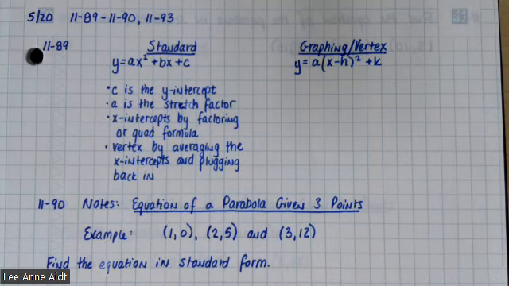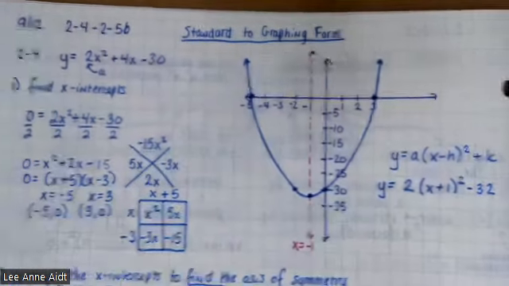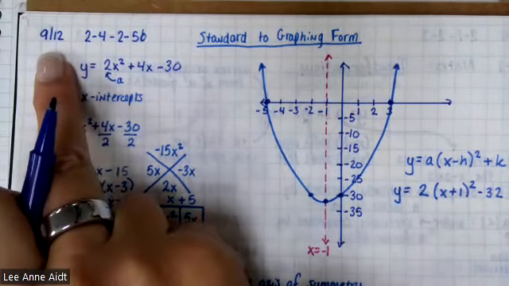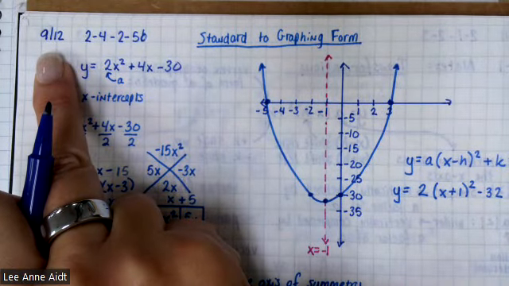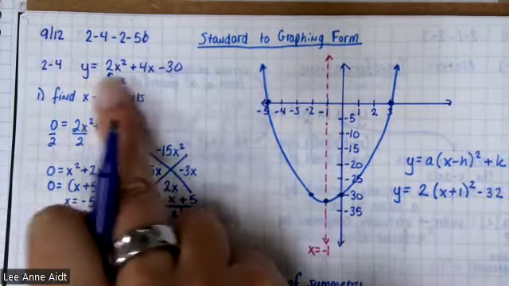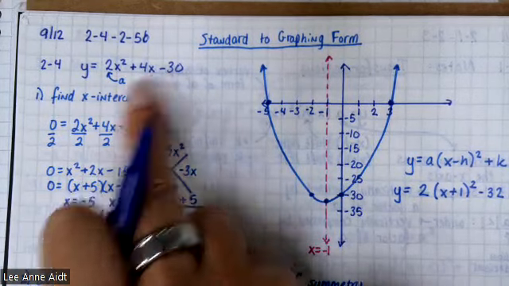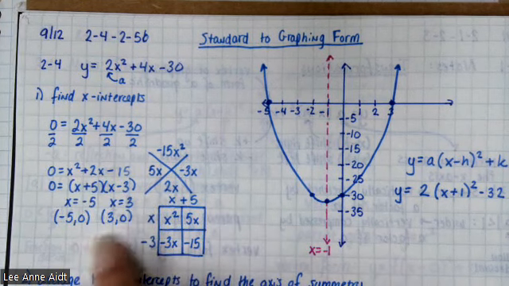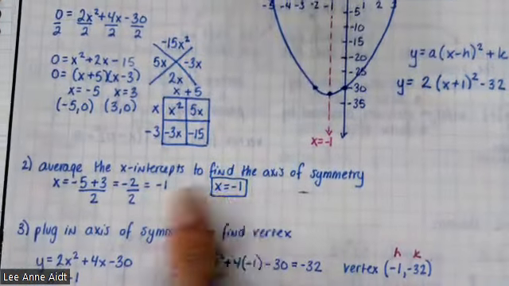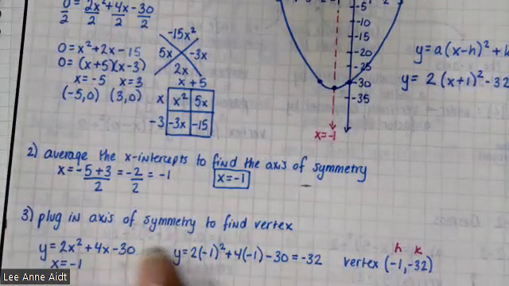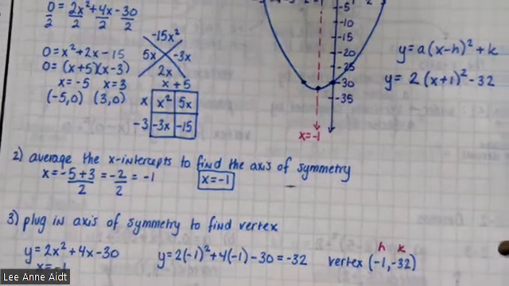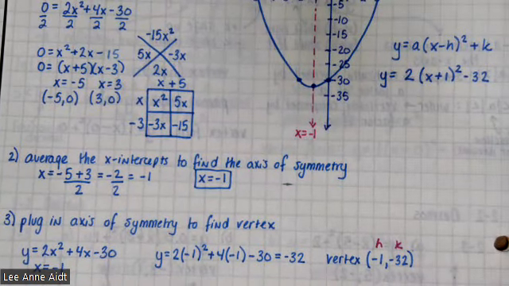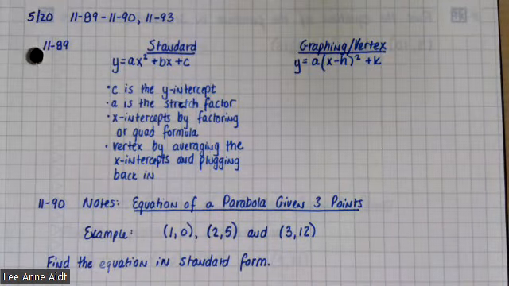Oh, here it is. Here you go. Here's your super fun throwback. This is September 12th. We took these notes together. There's your standard form. You found the x-intercepts by factoring. Then you average them to find the axis of symmetry, and then you plugged it back in to get the vertex. So that was fun back on September 12th.